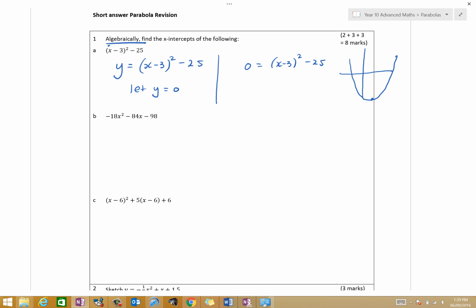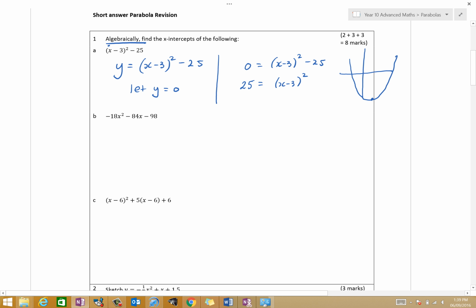Now, you could actually factorise it as well if you wanted to. But I'm not going to factorise this using dots. I'm going to show you another way, and that is just solving for x. So what we're going to do is add 25 to both sides, which you should see is (x minus 3) all squared equals 25.